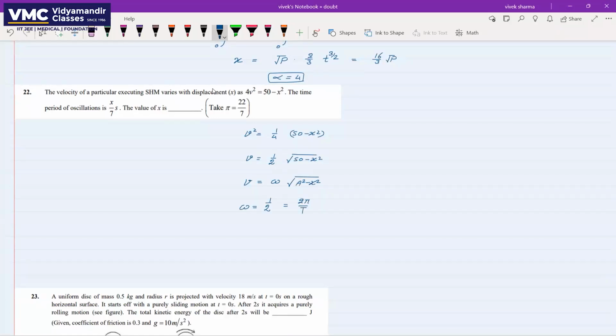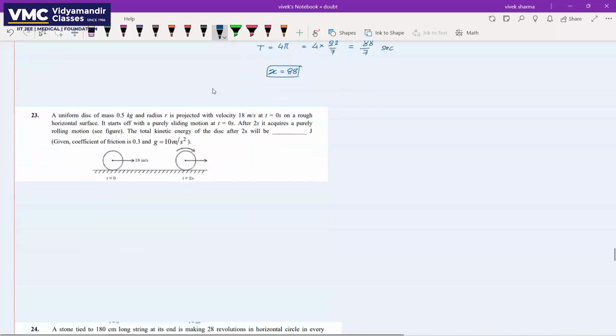So अगर दोनों को कंपेयर करेंगे, यहाँ से omega it is equal to 1/2 and omega it is 2 pi upon capital T. So capital T that is equal to 4 pi, और pi की वैल्यू हमें प्लेस करेंगे 22/7, 4 into 22/7, and from here it will be 88/7 seconds. So x is 80. So answer is 80. Now moving to question number 23.